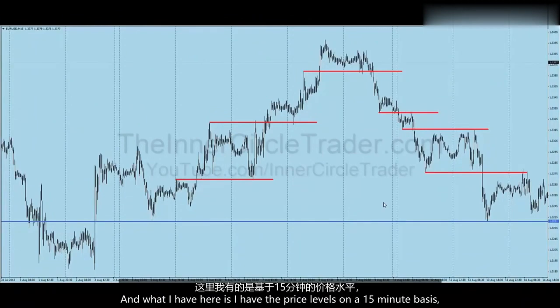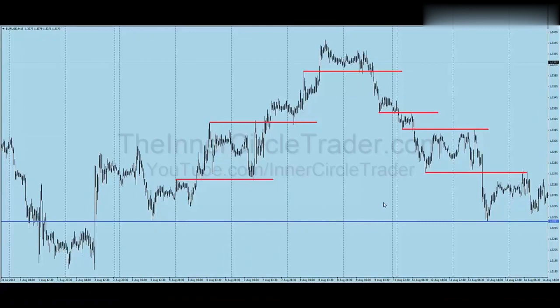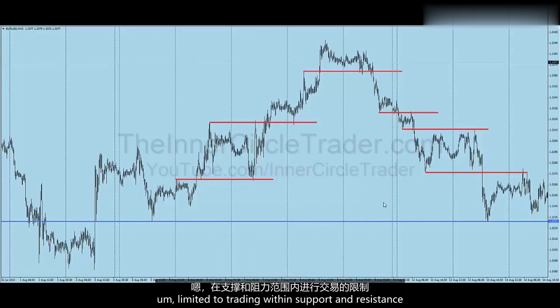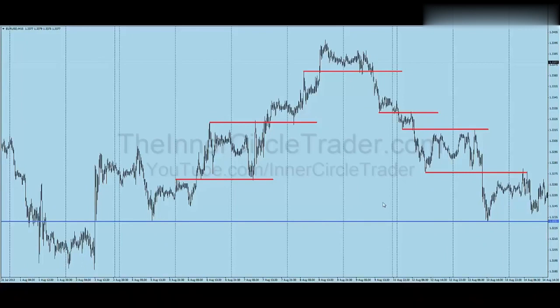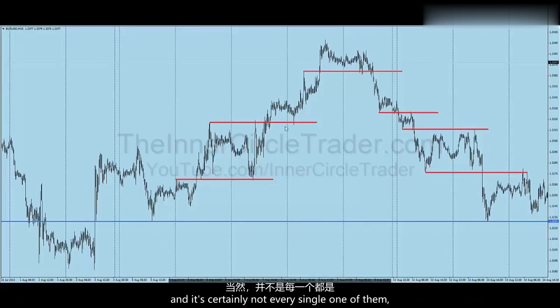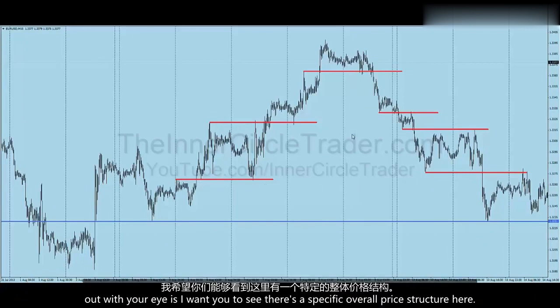And what I have here is the price levels on the 15-minute basis, because remember, we talked about how price is universally limited to trading within support and resistance levels, but each time frame has its own support and resistance levels created as price gyrates up and down. What I did here, and this is certainly not every single one of them, but what I want to draw out with your eye is I want you to see there's a specific overall price structure here.